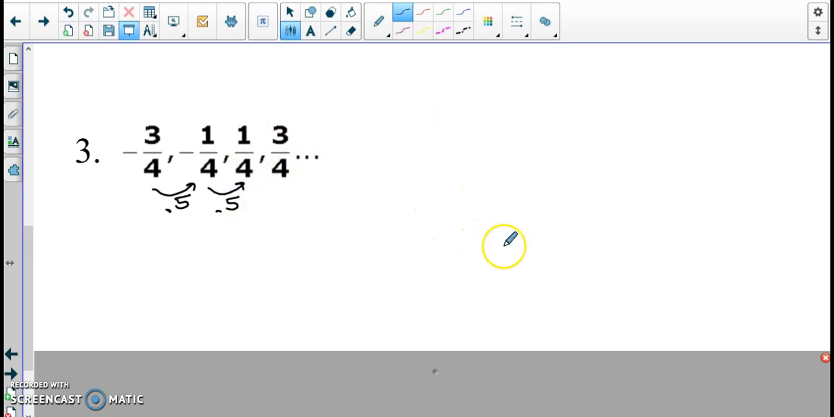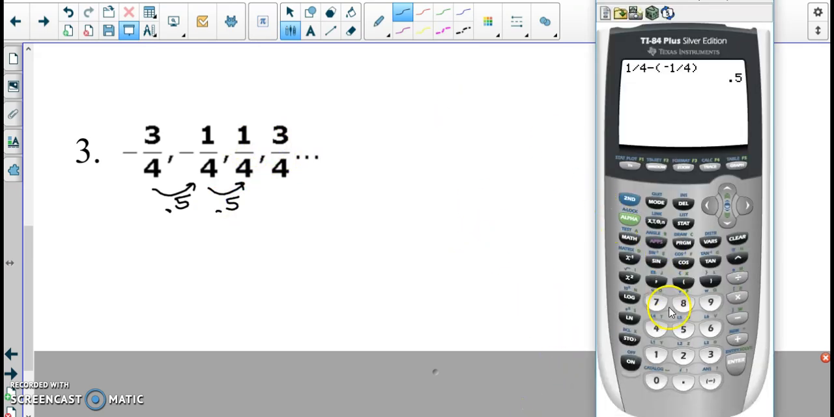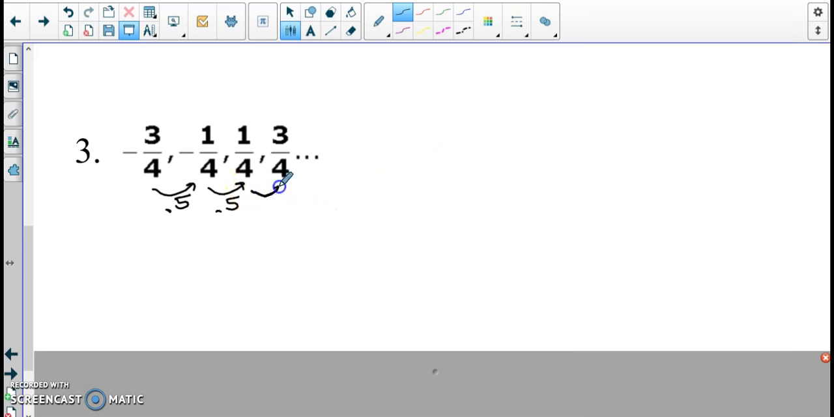And then you can take 3/4 minus 1/4. Well, if you remember your fractions, 3/4 minus 1/4 is 2/4, which is a half, which is the same as 0.5. So 3/4 subtracted by 1/4 is 0.5. So this is arithmetic because it goes up by the same amount. Their D value is 1/2 or 0.5.